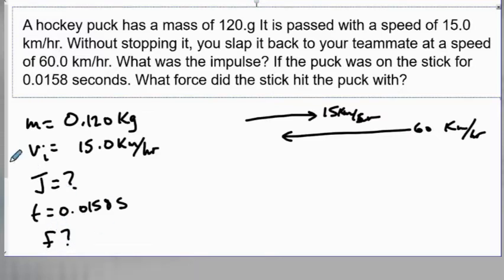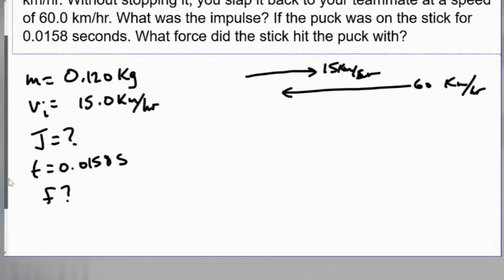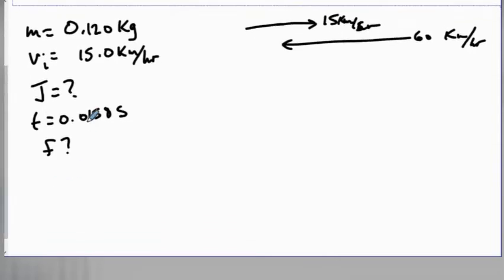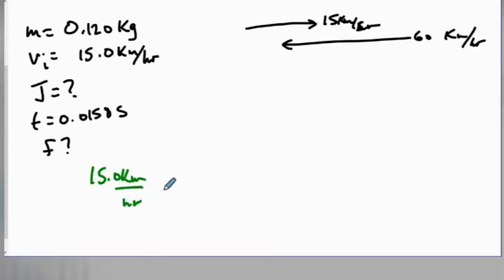So I think what we'll do is we'll start off by converting our units here. So I have 15 kilometers per hour. And to convert that, well, I know that there is 1,000 meters in a kilometer. And I'm going to put it this way because I see the kilometers up here on top. So I'm going to put the kilometers down here on the bottom to get rid of those.